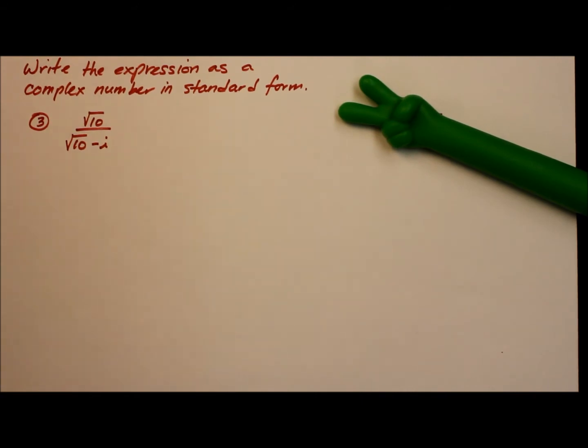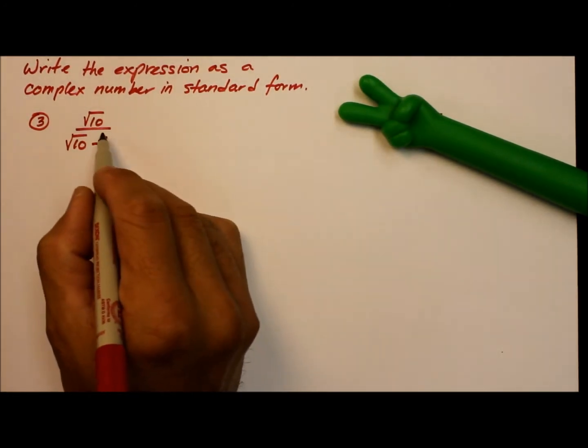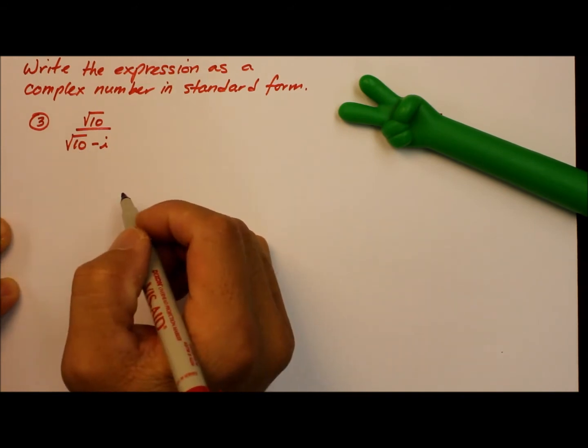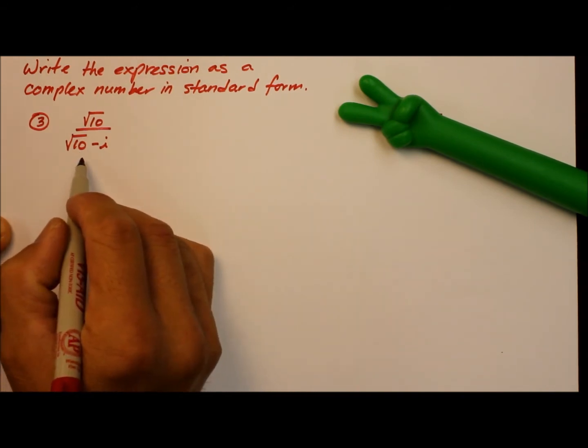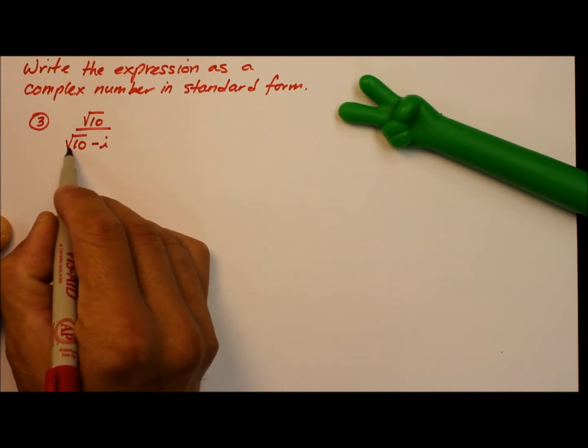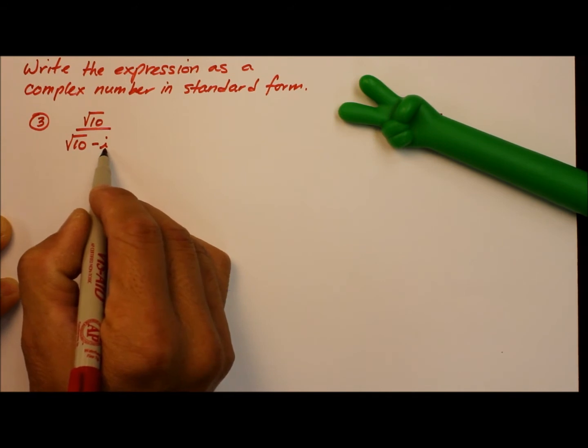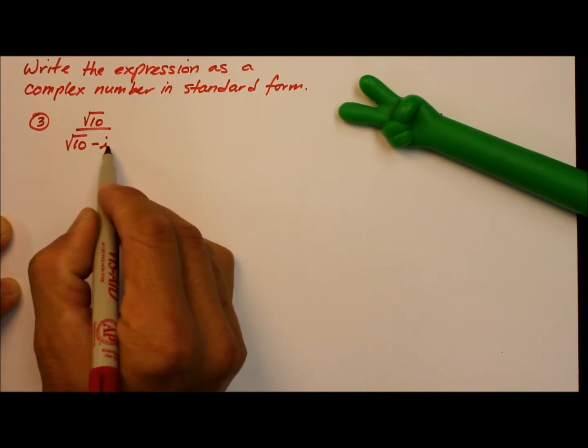Hi, this instructional video is about rewriting an expression into a standard form. This time involving division. For example, we have square root of 10 over square root of 10 minus i. You see, this is a double whammy. We know in a rational expression, you cannot have a square root on the bottom of a quotient. And definitely you cannot have a complex number on the bottom. Otherwise there will be no real solution.